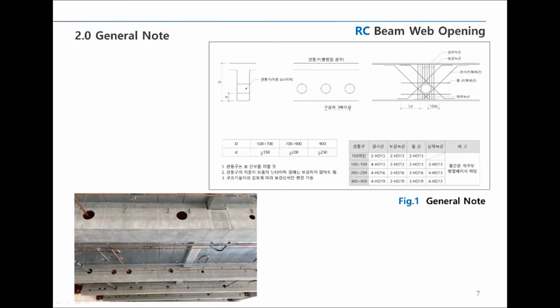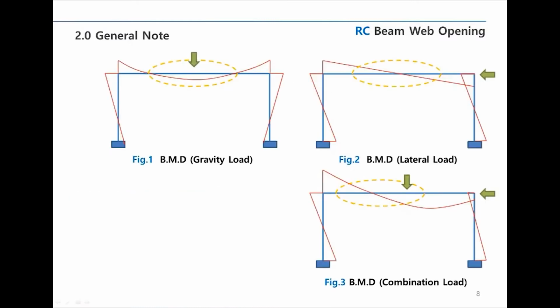So if an opening is located as a general opening, no further review is necessary. However, openings are not always located in the location you want. So there are times when you need to review the reinforcements separately, and this material is a method to review when the opening is not located in the location I wanted.